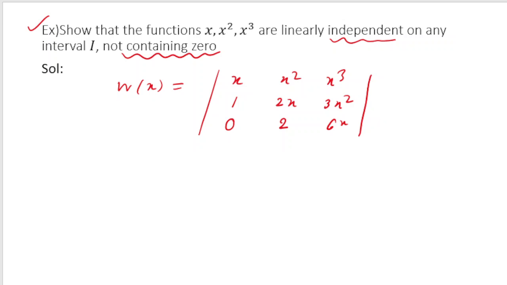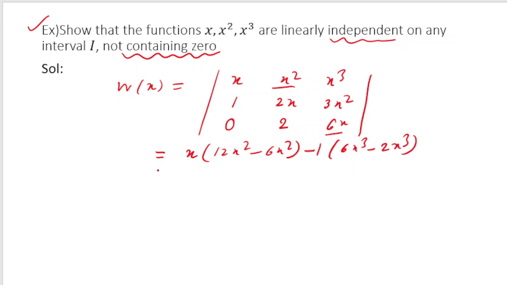And now I have to find the value. So I am expanding it about the first column. So x into 2x into 6x, that is 12x square, minus 2 into 3x square, that is 6x square. Then minus 1, I am expanding it about the first column, so this column is gone, this row is gone. So x square into 6x, that is 6x cube, minus 2 into x cube, so 2x cube.